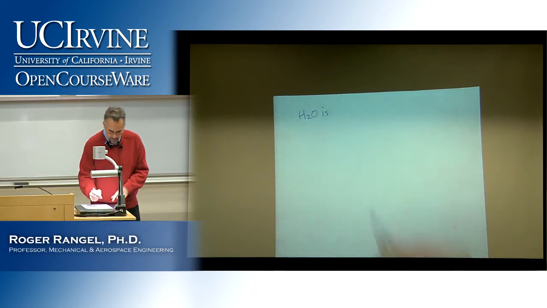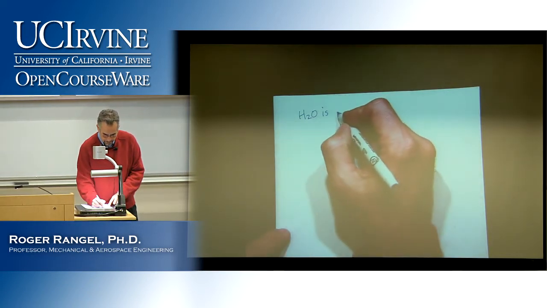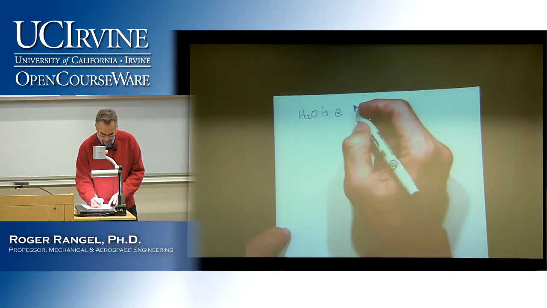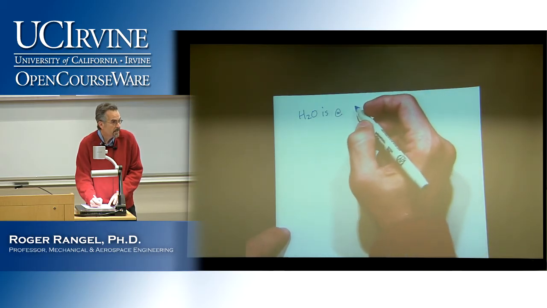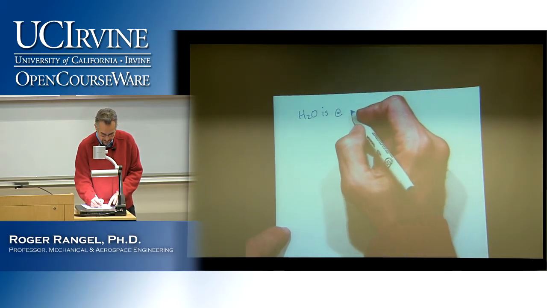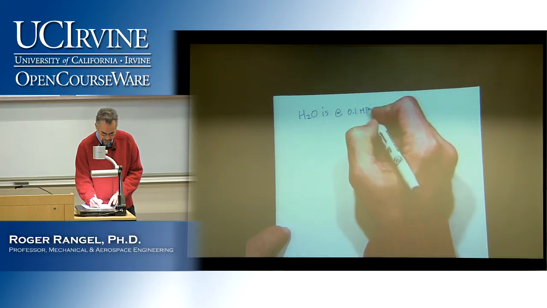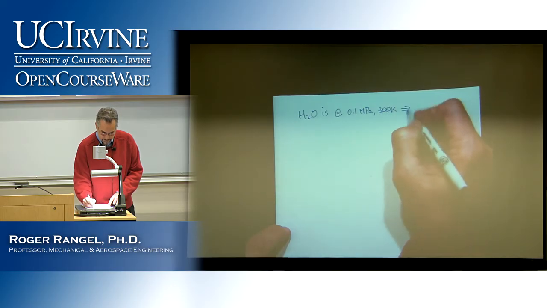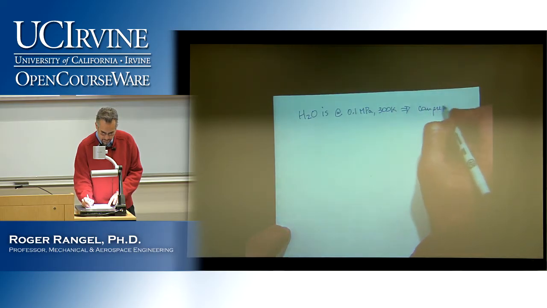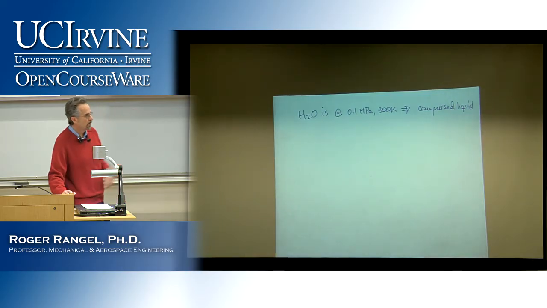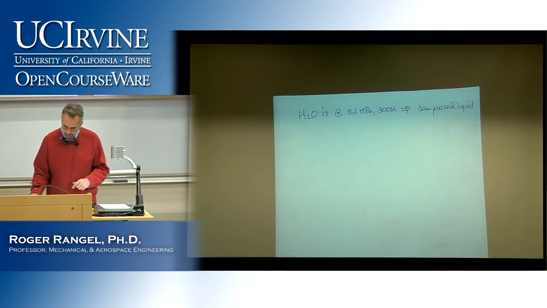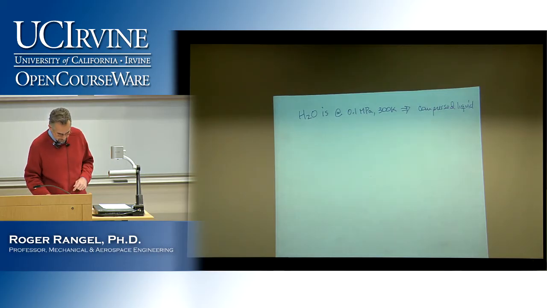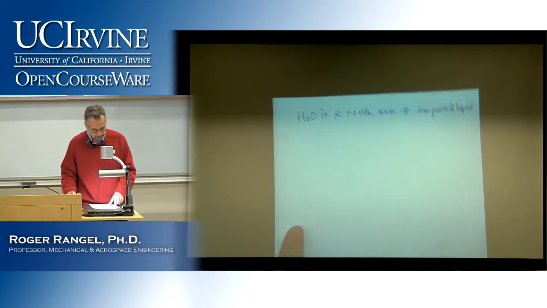Compressed liquid, because we're saying it is at 1 atmosphere, or near 1 atmosphere, 0.1 megapascals. Room temperature, about 300 Kelvin. So this is compressed liquid. This water is compressed liquid, even if it gets heated a little bit.